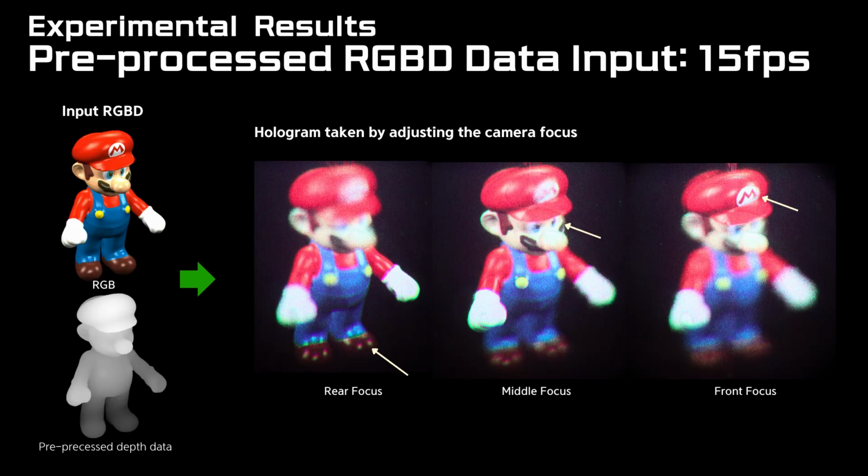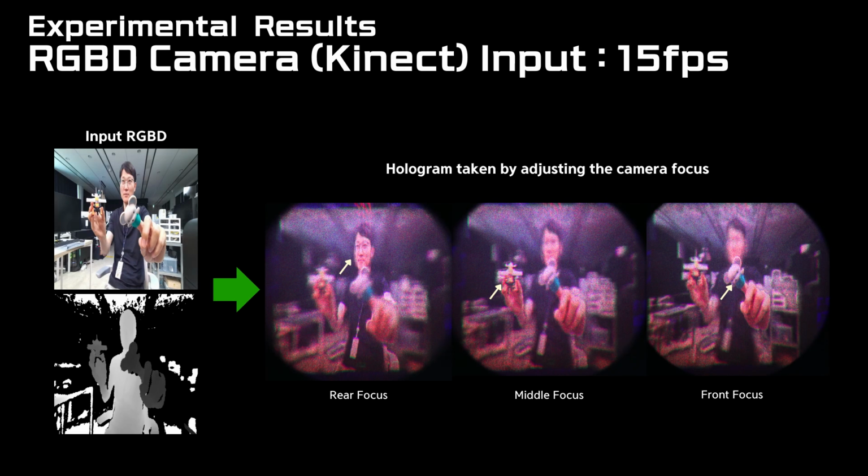This slide is a hologram photo restored from the RHP system when pre-produced RGBD video data was input into the RHP system. The first image is rear focus, the next image is mid focus, and the next image is front focus hologram. This slide is a holographic image of the video input to the RGBD camera in real time. When you adjust the camera's focus in a still image, you can see changes in the image depending on rear focus, middle focus, and front focus.